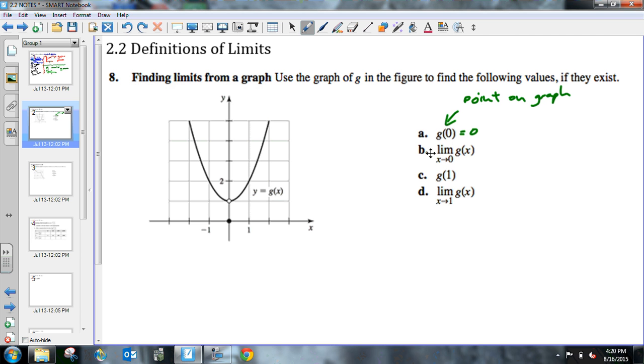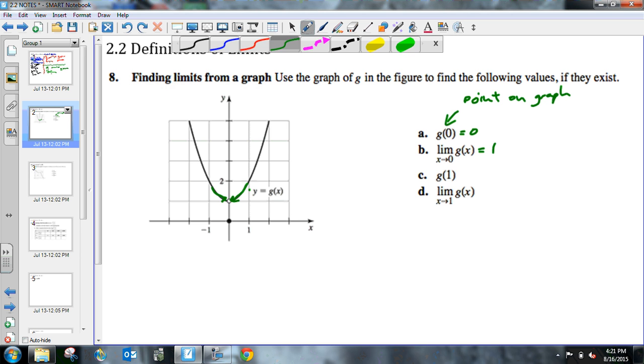And then it asks us this limit question. Well, what's the limit as x approaches 0 of g of x? As I approach from the left and from the right of 0, they're both approaching the y value of 1. So my limit value here is 1.